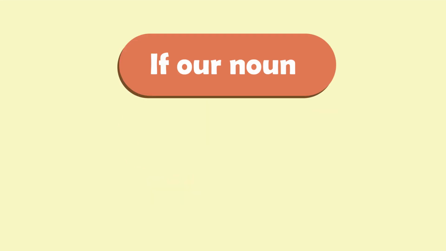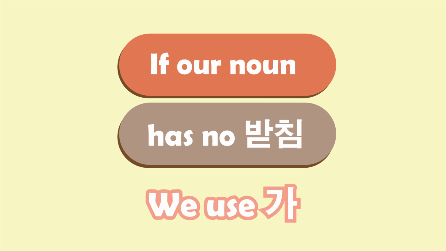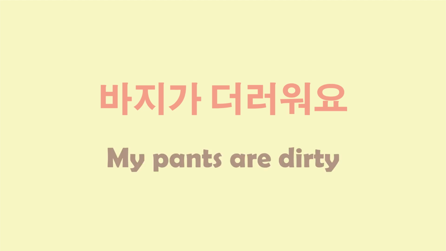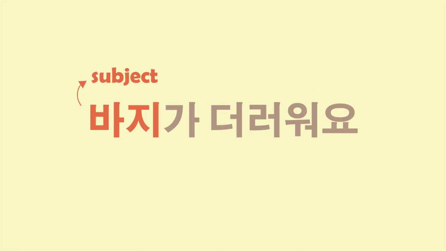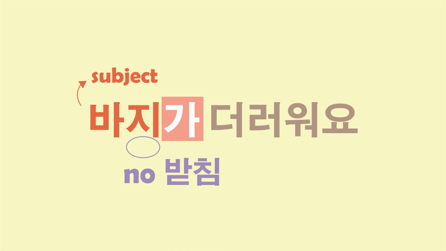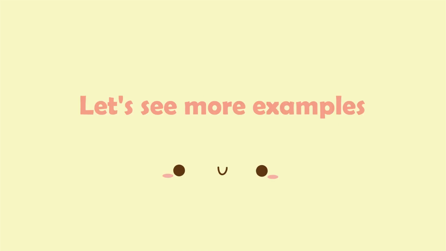If our noun has no 받침, we use 가. For example, 바지가 더러워요. My pants are dirty. 바지 is the subject and it has no 받침. So, we added 가. Let's see more examples.